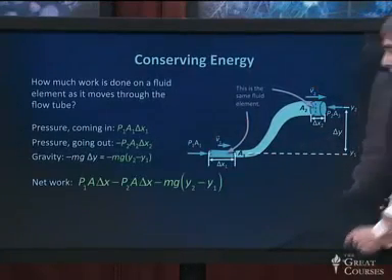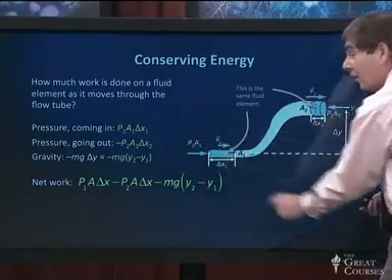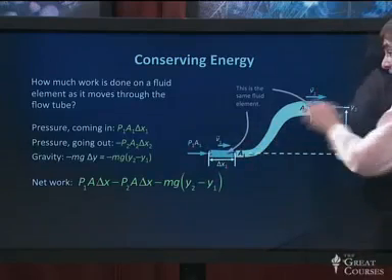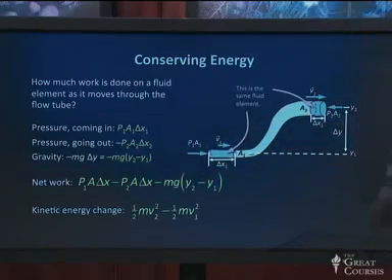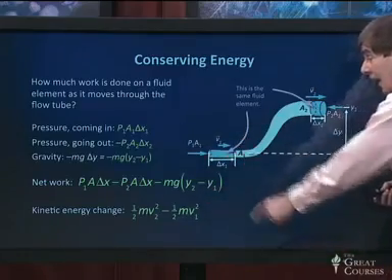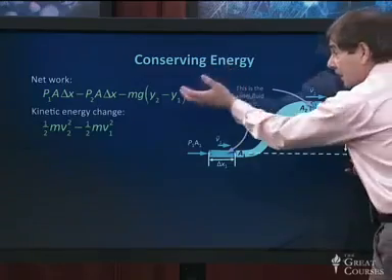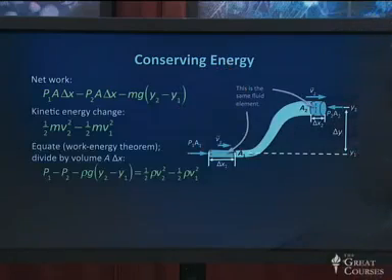So the net work is the sum of those three, two of which happen to have negative signs. There's the net work done on that fluid element as it goes through the tube. The kinetic energy change is the kinetic energy at the outlet end, a half m v2 squared, the velocity it has at the outlet, minus the kinetic energy at the inlet, 1/2 m v1 squared. And what the work-energy theorem tells us is that the net work done will be equal to the kinetic energy change.